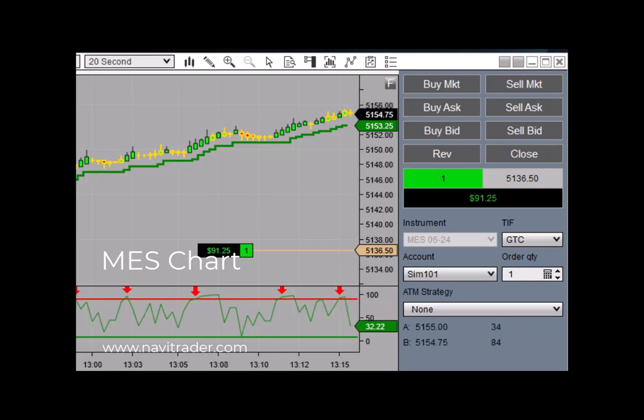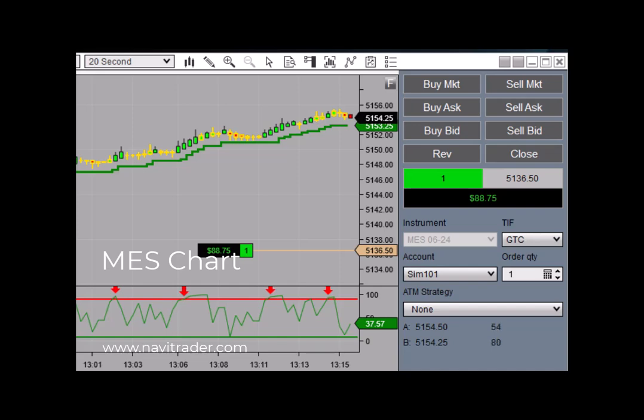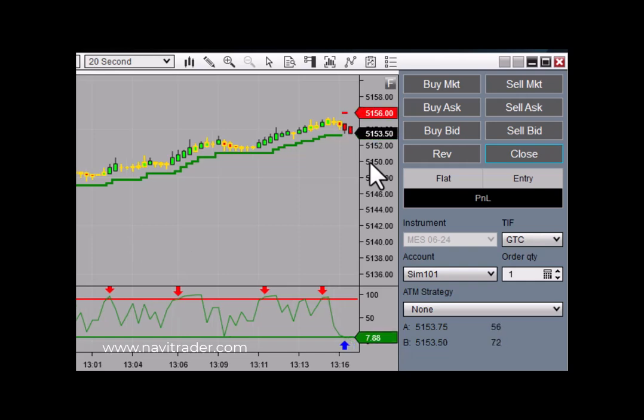Alright, so here's a chart of the S&P E-mini futures. This is the micro contract, symbol is MES. Here you can see we had been in a long trade based on a buy signal and exited the trade, and then we're going to re-enter on a pullback entry.